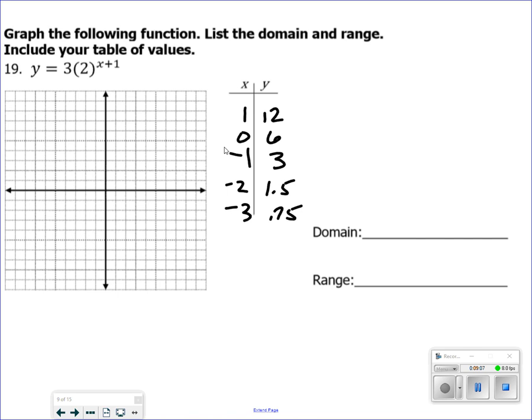So I graph these. 6, just off there a little bit. -1, 3, -2, 1.5, and so on. So there is our exponential curve. Domain. The domain is always going to be all real numbers. It's all about the range. The y values are on the top side, so y is greater than 0.